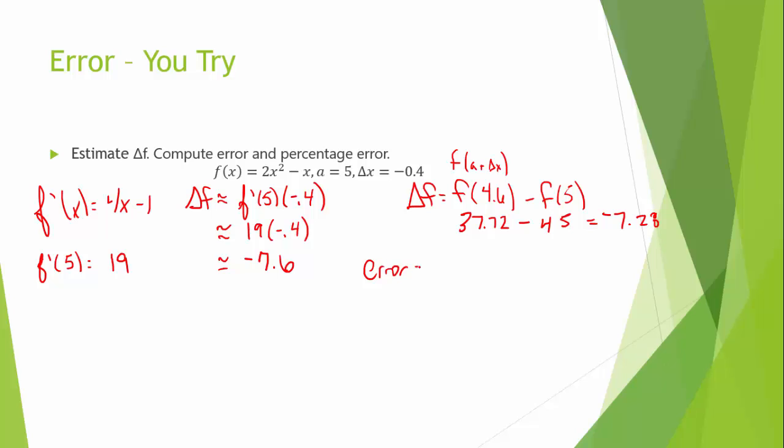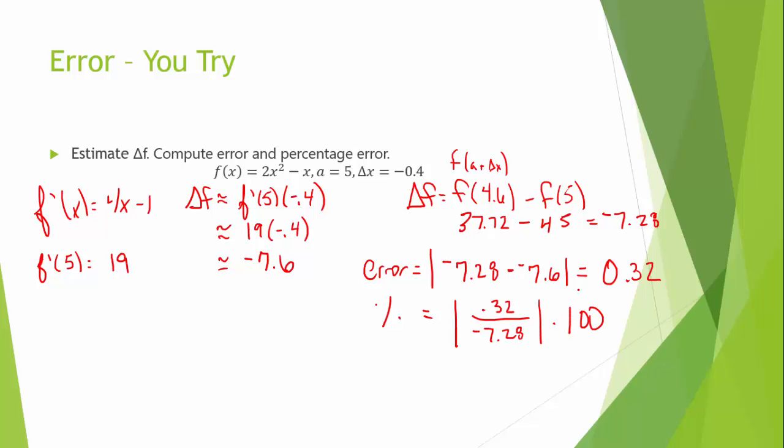So to get our error, we're going to do the absolute value of the true difference, negative 7.28, minus the estimated difference of negative 7.6, which will be 0.32. So to get my percentage error, I'm going to do the absolute value of 0.32 over the true of negative 7.28 and multiply that by 100. And that is an error of about 4.4%. Okay, which isn't that bad. So that was a pretty decent approximation.